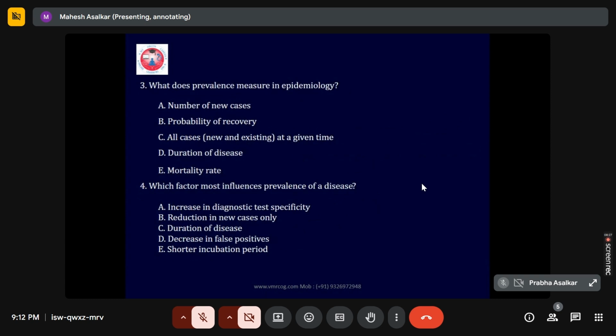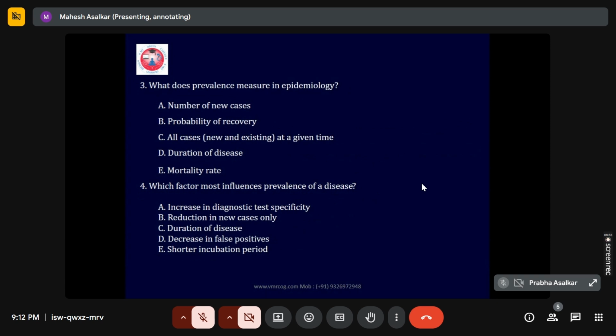Next question, doctor. Question number three. What does prevalence measure in epidemiology? Option A, number of new cases. Option B, probability of recovery. Option C, all cases, new and existing at a given time. D, duration of disease. E, mortality rate. Sir, option C, all cases, new and existing at a given time. That is the prevalence. Prevalence includes new as well as old cases.